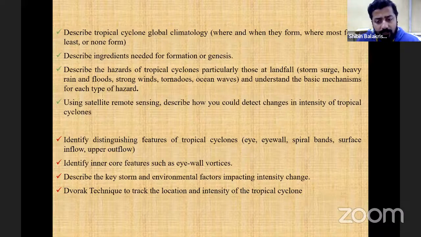The satellites per se, the different satellites at different platforms like geostationary or polar orbiting, etc. And what are the factors which are involved in the intensification and weakening? And how are we using the Dvorak technique for location, intensity and tracking of the cyclone?